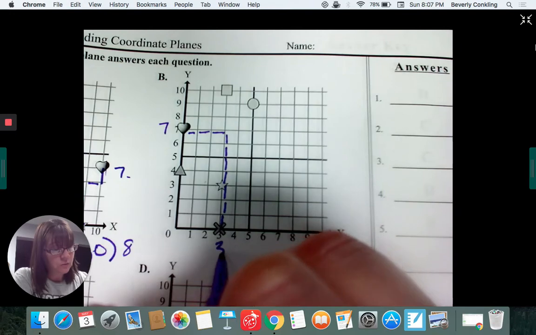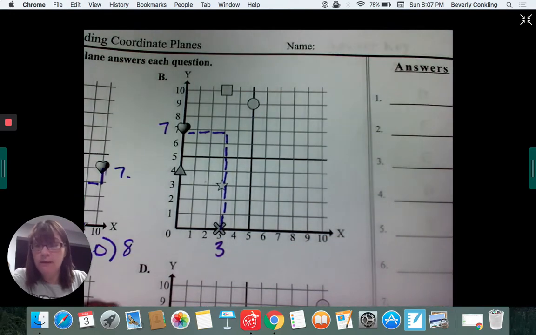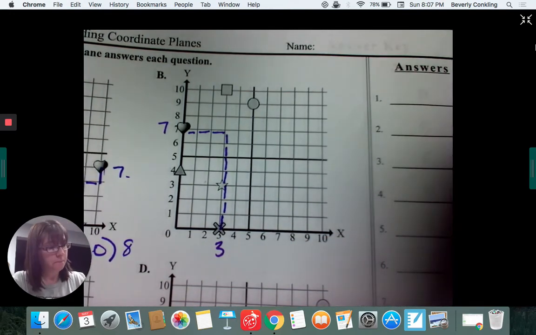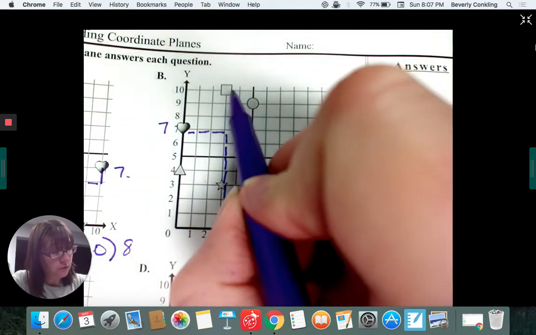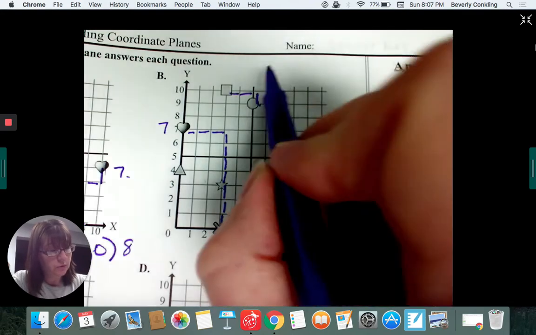and I had said this one was 3. If I want to know the difference between them, 7 minus 3 is 4. Okay, the distance between the square and the circle, 1, 2, 3.